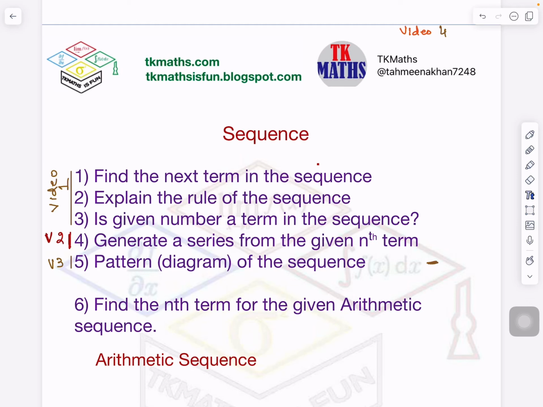In today's video, which is video 4 on sequences, we will cover point number 6. That is, we will find out the nth term for a given arithmetic sequence. First of all, we need to understand what an arithmetic sequence is. Mostly we start covering this aspect from year 8 and in some schools year 9, but year 7 students can do it if they want to challenge themselves.